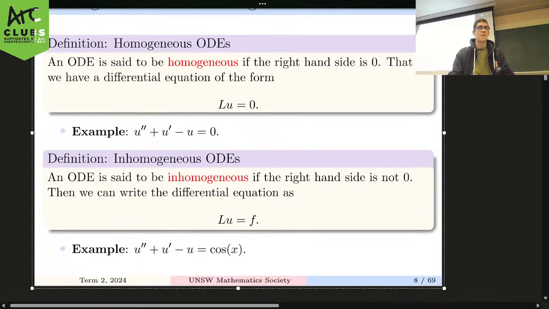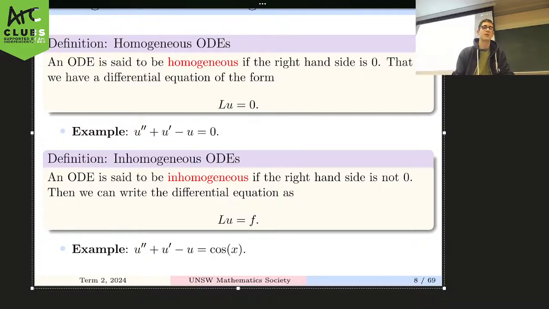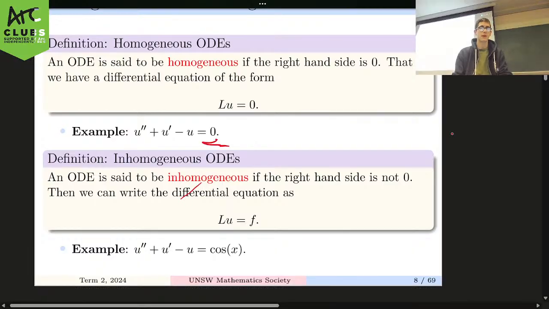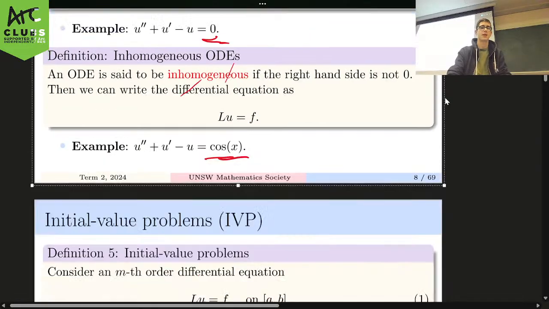Okay. Right. So moving on, we have these two definitions. If you remember, a homogeneous differential equation is when you have the linear operator and the equation is written with the right-hand side being 0, whereas for an inhomogeneous equation the right-hand side is non-zero. Okay, so some little examples here. Okay, so hopefully those are pretty nice for you guys.